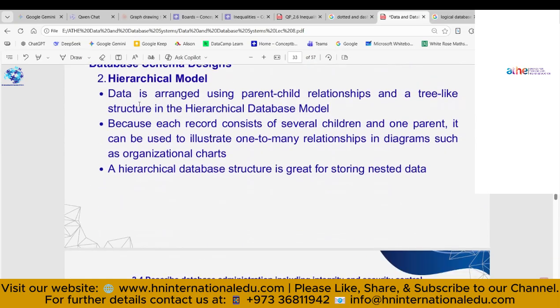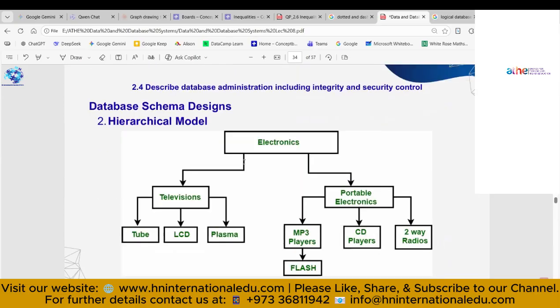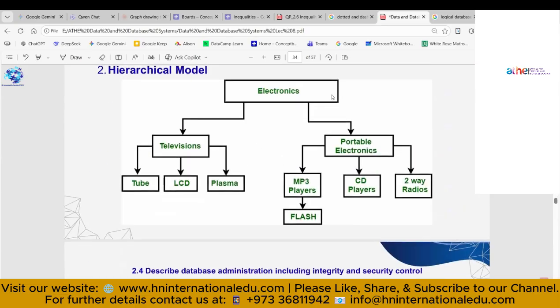Then we have the hierarchical model. Data is arranged using parent-child relationships. Like every parent has, for example, three children. Each child is related to the parent, and it's a tree-like structure in the hierarchical database model because each record consists of several children and one parent. That means there's one parent and then several children. So it can be used to illustrate one-to-many relationships in diagrams such as organizational charts. It looks like this. You have electronics, and in electronics you have televisions. You can divide electronics into televisions and portable electronics and other types. And in televisions you have different types of televisions.